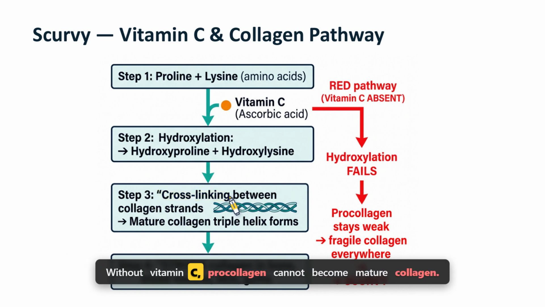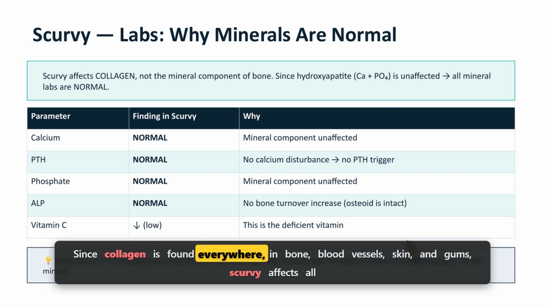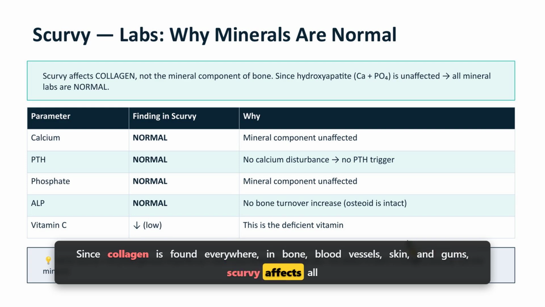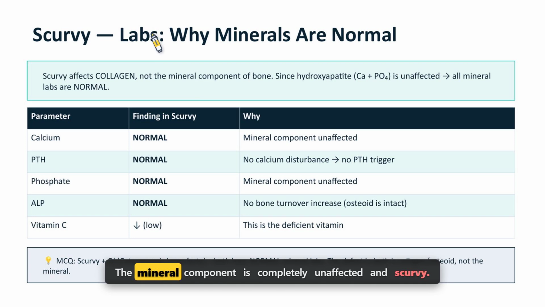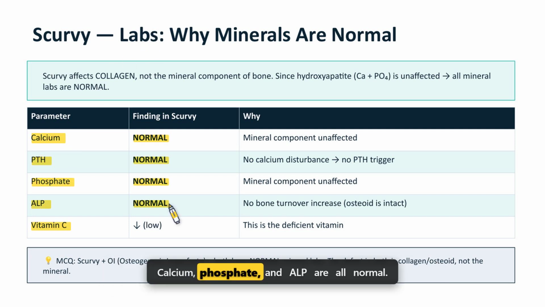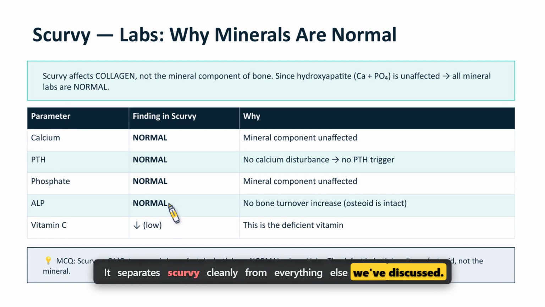Without vitamin C, procollagen cannot become mature collagen. What you're left with is weak, fragile collagen throughout the body. Since collagen is found everywhere, in bone, blood vessels, skin, and gums, scurvy affects all of these. In orthopedics, we focus on the bone. And here's the key distinction: the mineral component is completely unaffected in scurvy. Calcium, phosphate, and ALP are all normal. Remember that. It separates scurvy cleanly from everything else we've discussed.